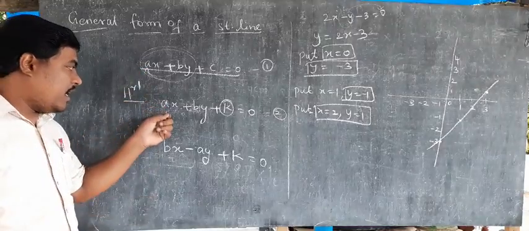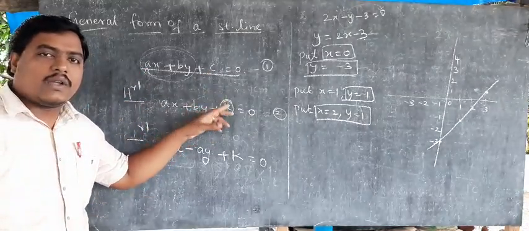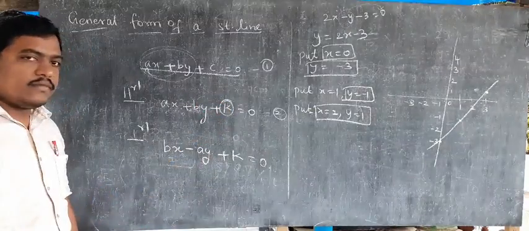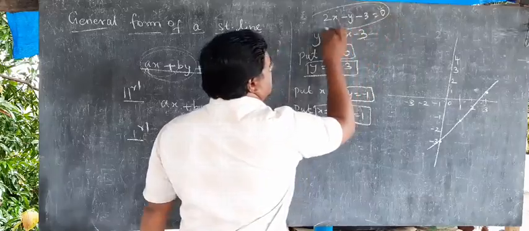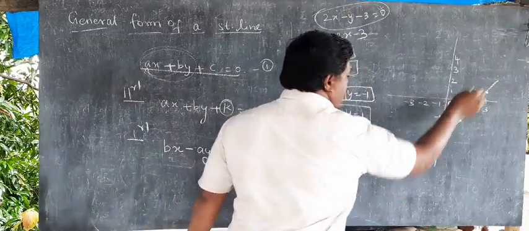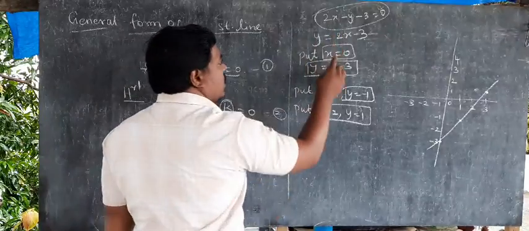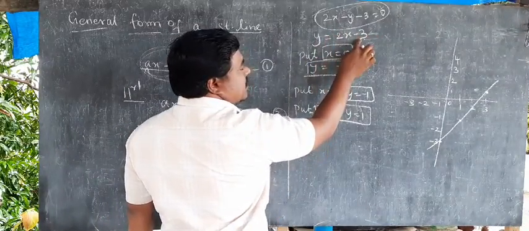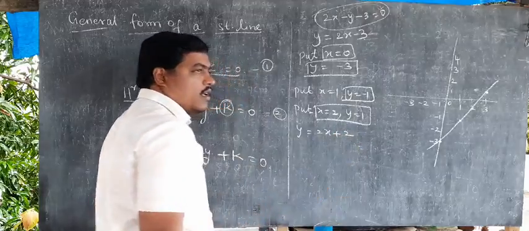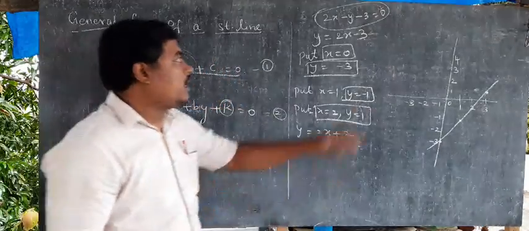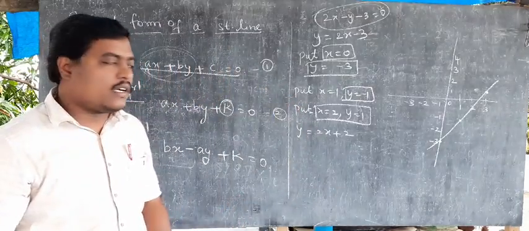Parallel means ax plus b stays the same; only the constant changes, here c, here k. Only the constant changes for parallel lines. For this equation we get a straight line. Now I change the constant number only. Y equal to 2x minus 3. Now I take y equal to 2x plus 2. I changed the constant term: here minus 3, here plus 2. That's all, I changed the constant term only.